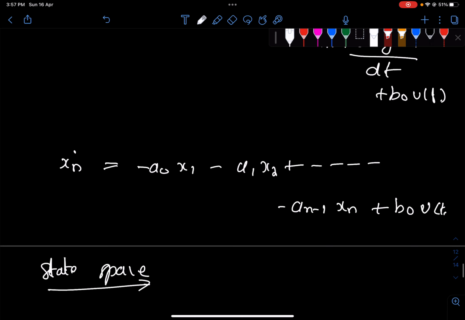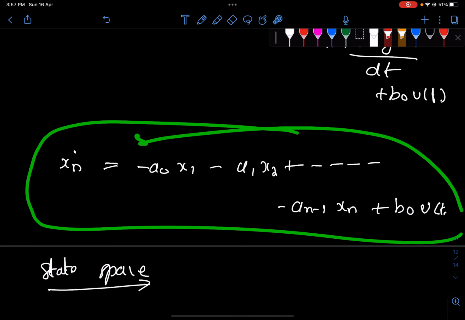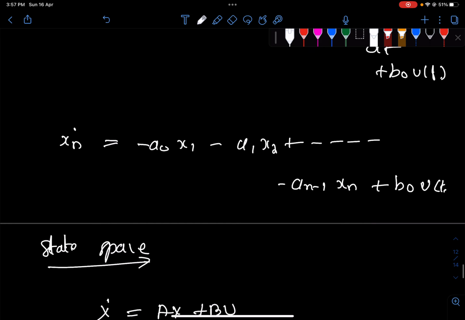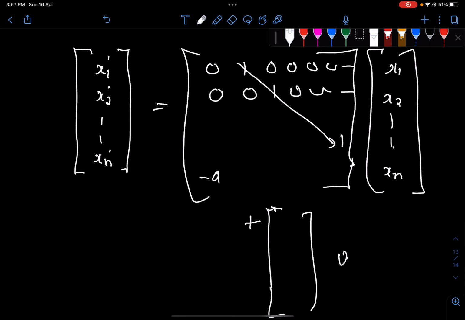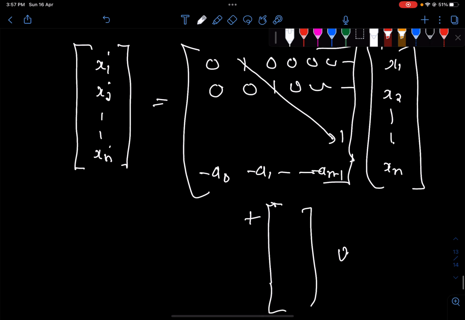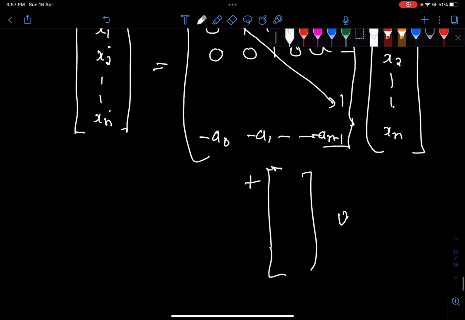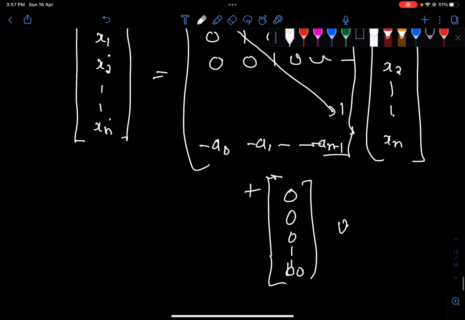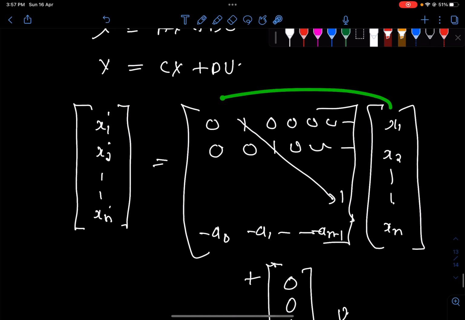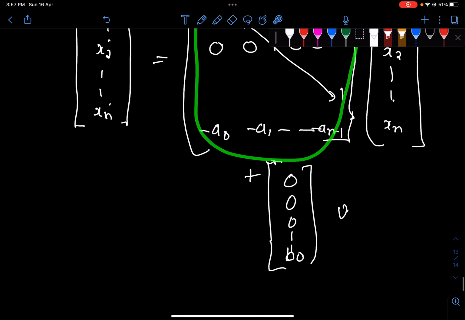Then from here we know xn dot is nothing but what, guys? Minus a0 x1. So the first one should be minus a0, minus a1, up to minus a n minus 1, and with that we are adding u, that is b0 times u, and for all other rows it is 0, up to b0, right? If you have any doubt, just cross multiply these two matrices and add with this one.